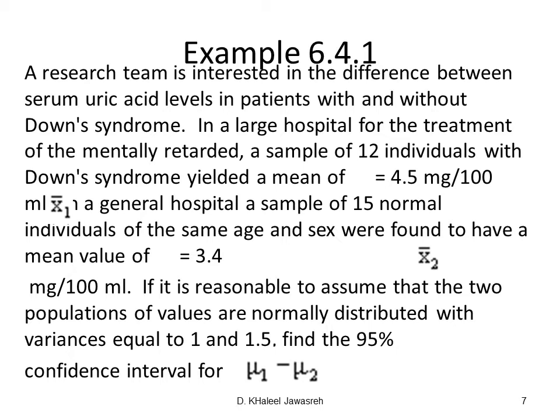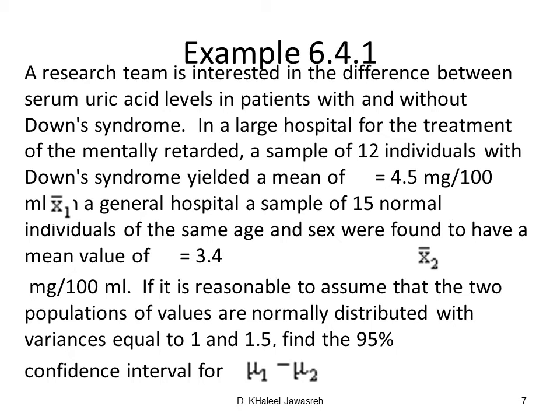In a large hospital for treatment of the mentally retarded, a sample of 12 individuals with Down syndrome yielded a mean x1 bar of 4.5. So the first known thing is the mean for the Down syndrome group, which is 4.5. In another hospital, a general hospital, a sample of 15. So we have n1 is 12 with a mean of 4.5.